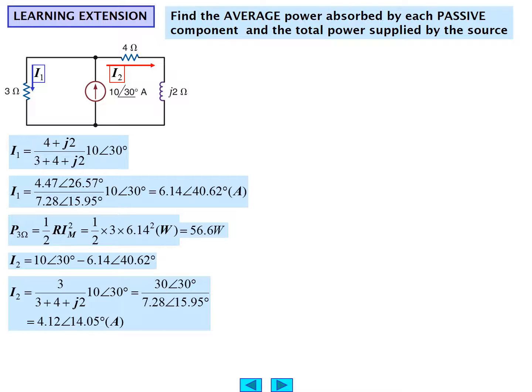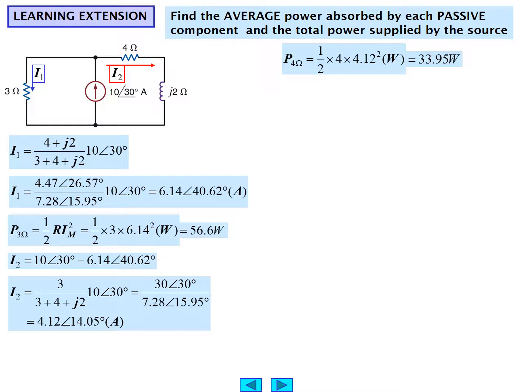So here we have current division: the opposite impedance 3, divided by the sum of the impedances, which is 3 plus the quantity 4 plus j2, multiplied by the input current, 10 angle 30 degrees. Again, recasting them in proper form for the division, we end up with I2 is 4.12 at angle 14.05 degrees. You might want to do the first calculation for I2, the difference between the two phasor representations, and see if you get the same answer.